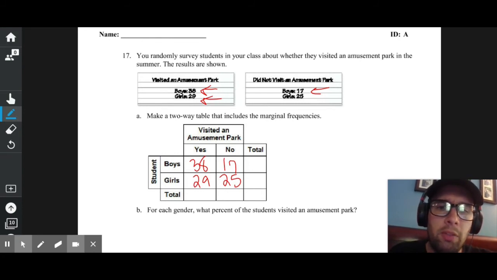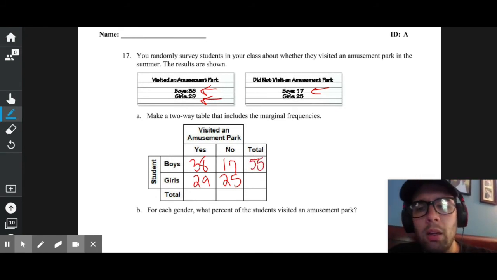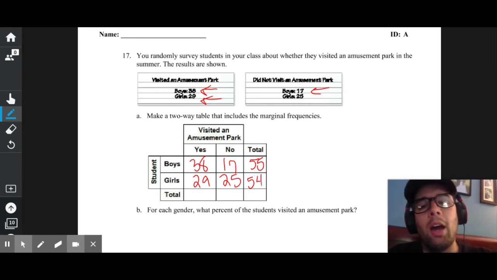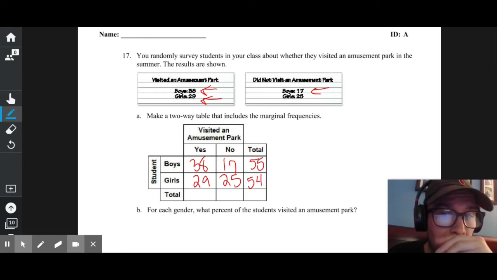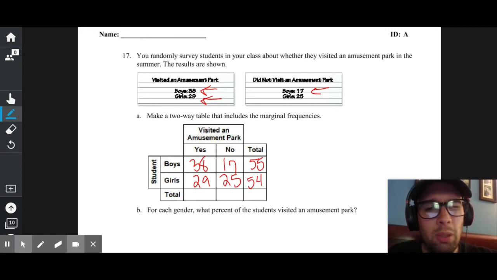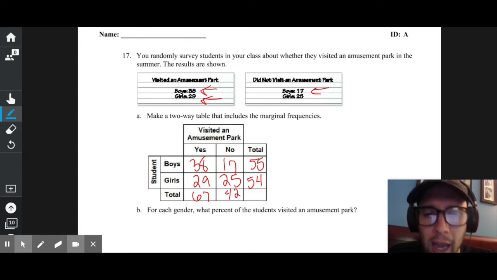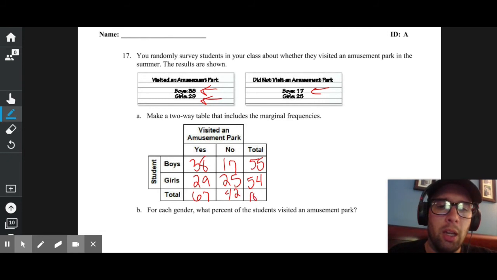38 plus 17 is 55. 29 plus 25 for the girls here is 54. Now adding vertically, looking at the yes column, 38 plus 29 is going to be 67. And 17 plus 25 is going to be 42. Now, whether you add up 67 plus 42 or 55 plus 54, I'm going to get 109.